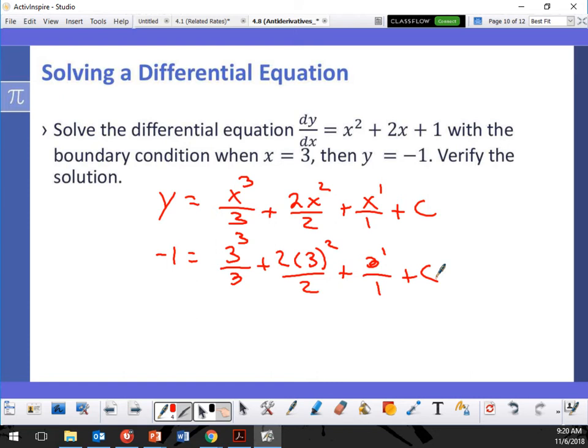So on this one right here, let's go ahead and plug in. 27 over 3 is 9, -1. That's going to be plus 9 plus 3 plus c. So that's going to be 18, 19, 21. Subtract, that's 22 equals c. Negative 22, I mean, equals c.